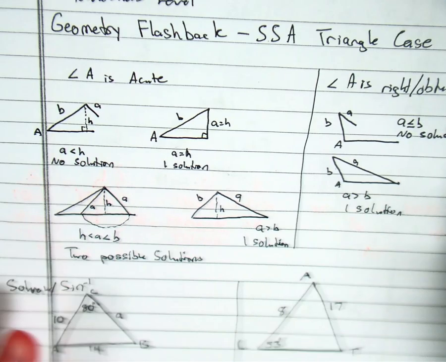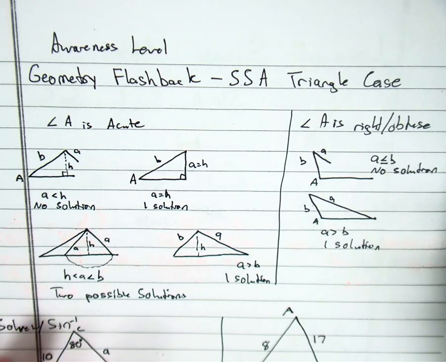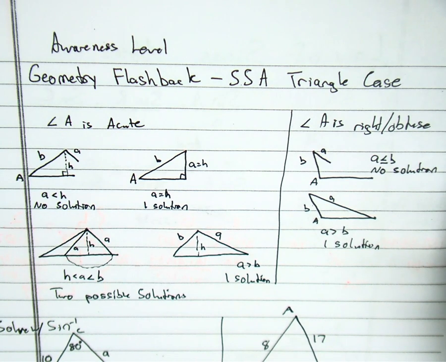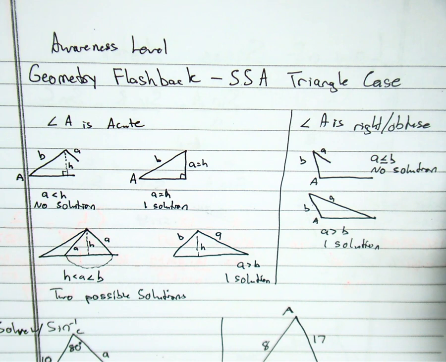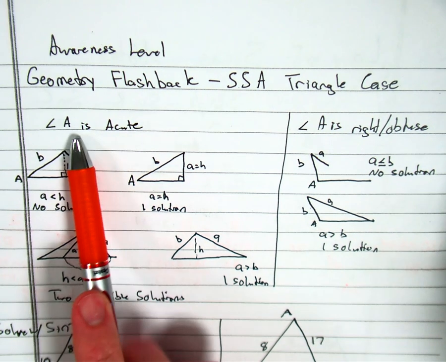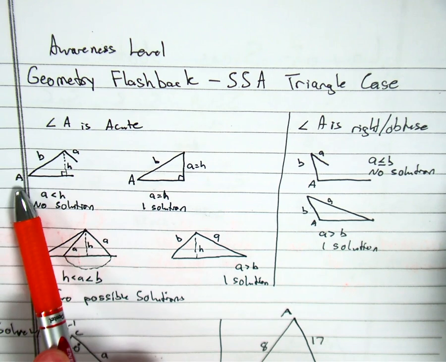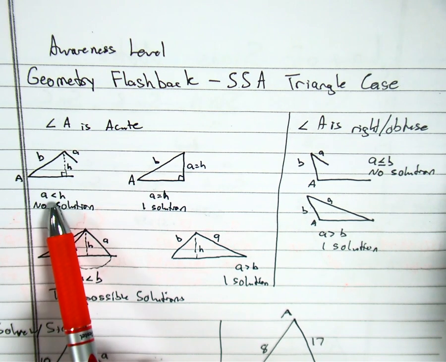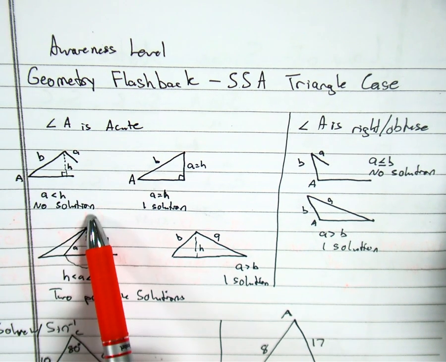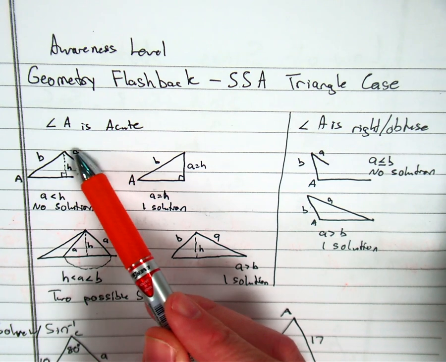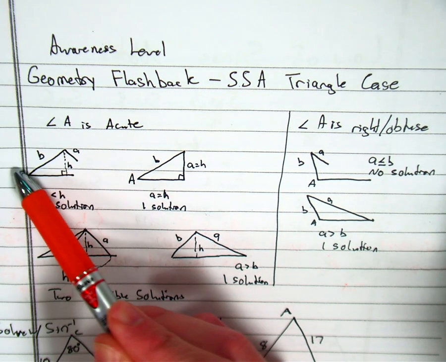A little awareness level geometry flashback. The SSA triangle case. How come we could not use SSA for our triangle congruency theorems? Well, it's because you have multiple triangles that are possible. If angle A is acute and A is less than the height, there's no triangle possible, because A can't get back down to the ground.